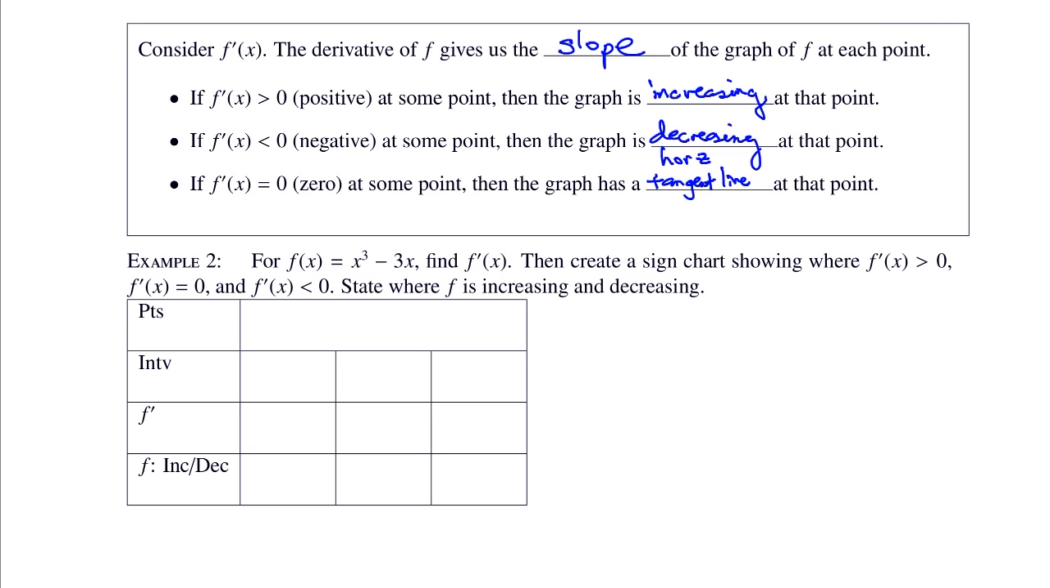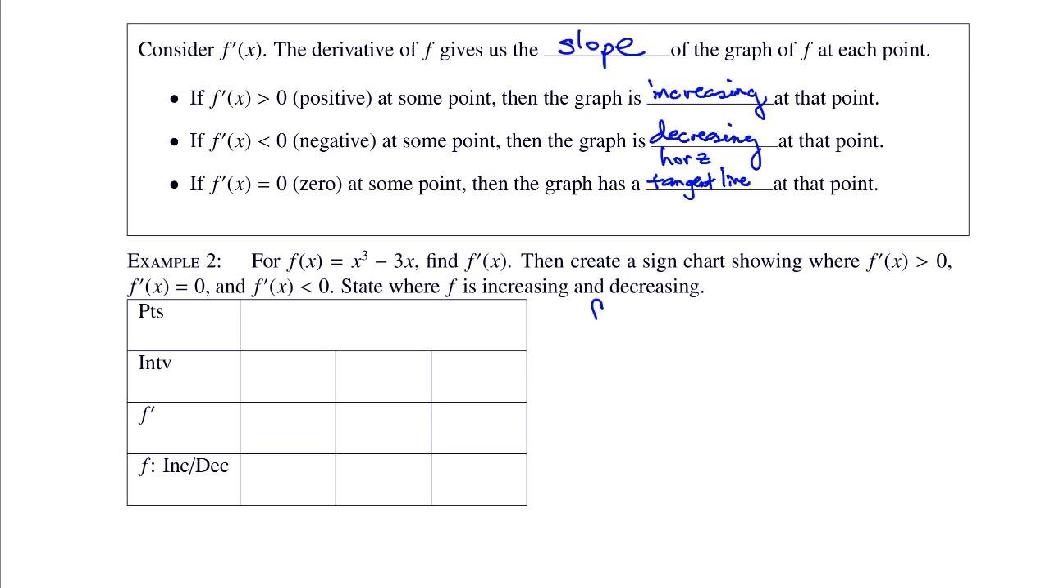All right, let's use that same function, f of x equals x cubed minus 3x. Find the first derivative, create the sign chart for the derivative to find where the derivative is positive, negative, and 0, and then state where f is increasing and decreasing. We can do the sign chart either in the box form, like it has printed here, or we can do it the original way that we learned last week.